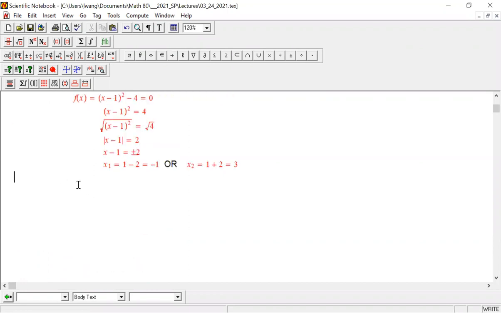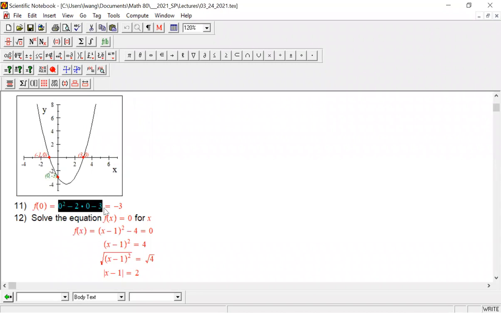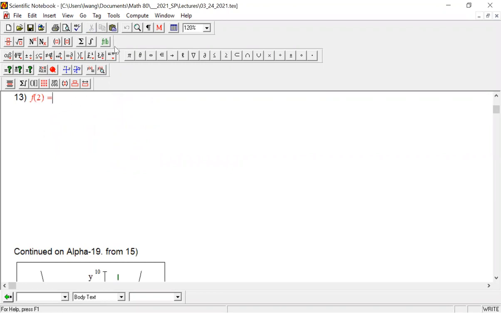So let's look at number 13. 13 and 14, it's another pair, but this time it's for 2. So f of 2. So what is f of 2? Of course, you can put this in the function. Either one is okay, right? But this time it's 2. Okay, this is 2. So what do we end up with?